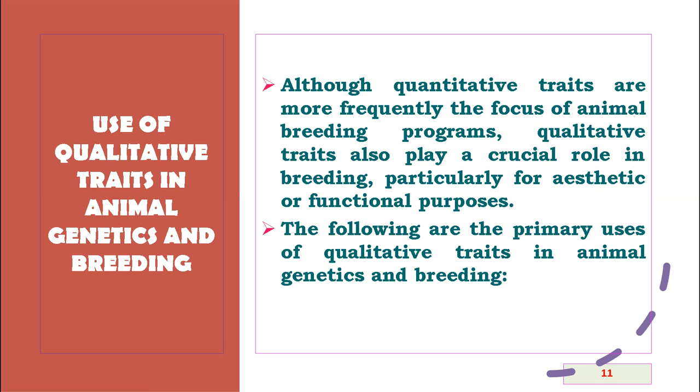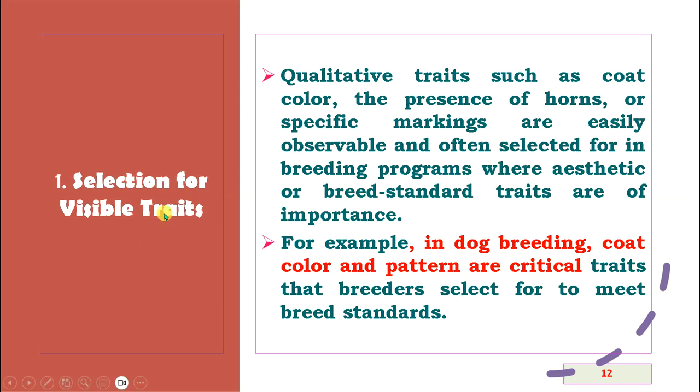For example, a cattle used for jallikattu should have very proper and long horns. The following are the primary roles of qualitative traits in animal genetics and breeding. We will see what all those things are. Number one, the selection for visible traits. So, what are those visible traits?